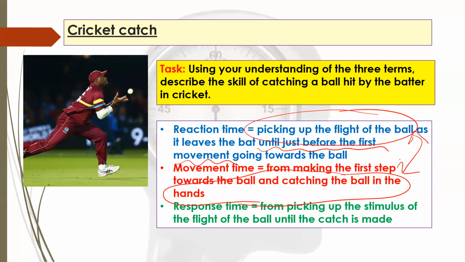Okay, you could go through various other examples. You don't necessarily have to write them down, but just have a think, maybe to do with a racket sport or something like that, and think about how those three things would be broken down, just so you've got a clear idea of it. And then we will move on.